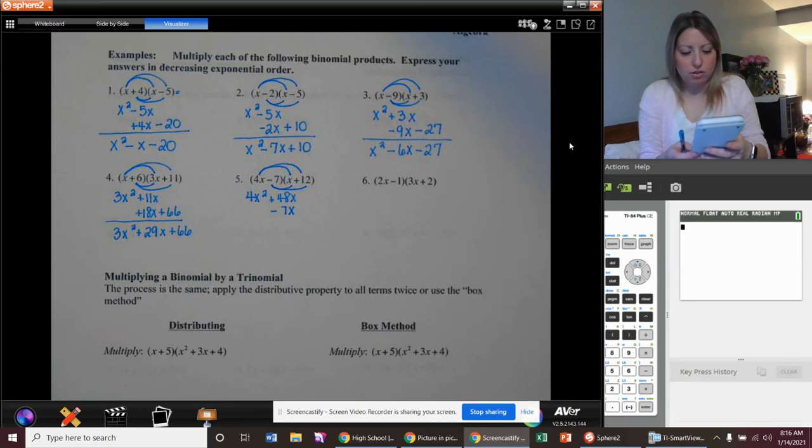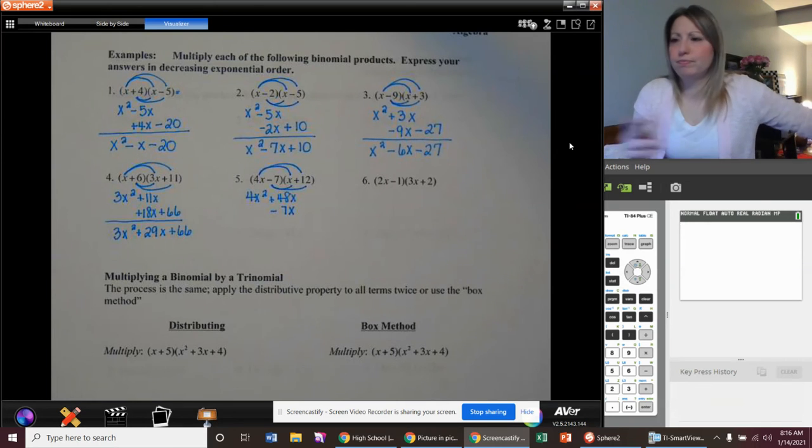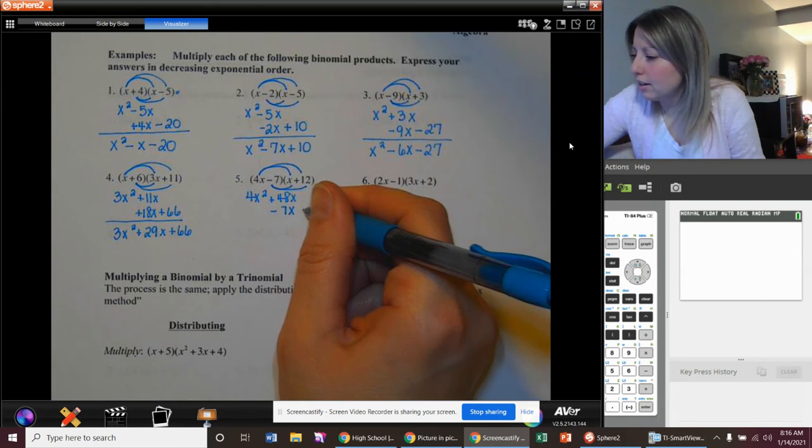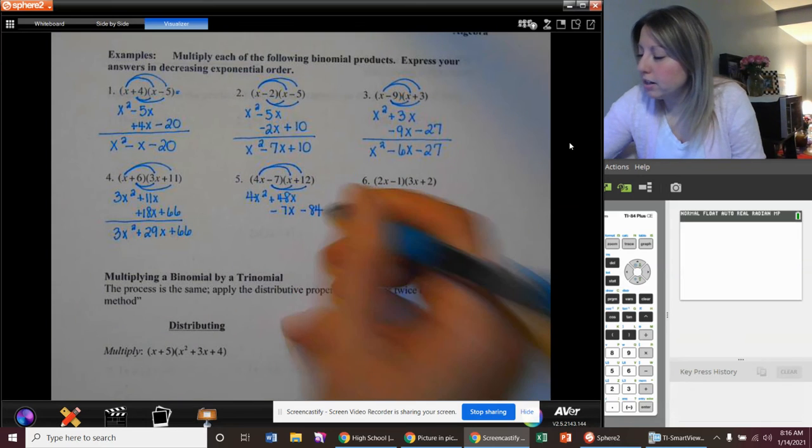Oh, look at that, a calculator right on my screen, and yet I grabbed for this one. That's just how I am. I was right, 84. Get out of here. Minus 84.